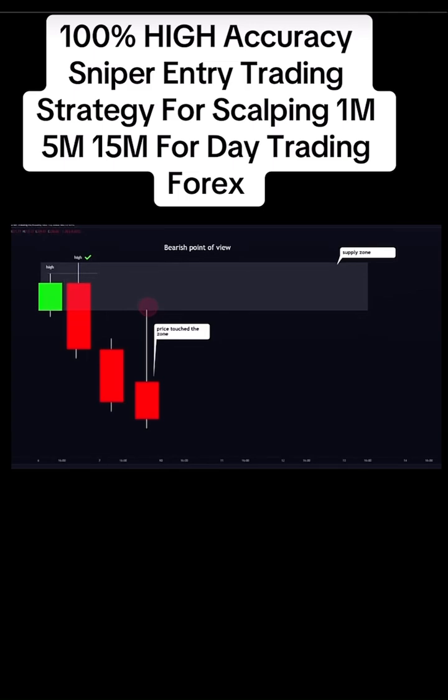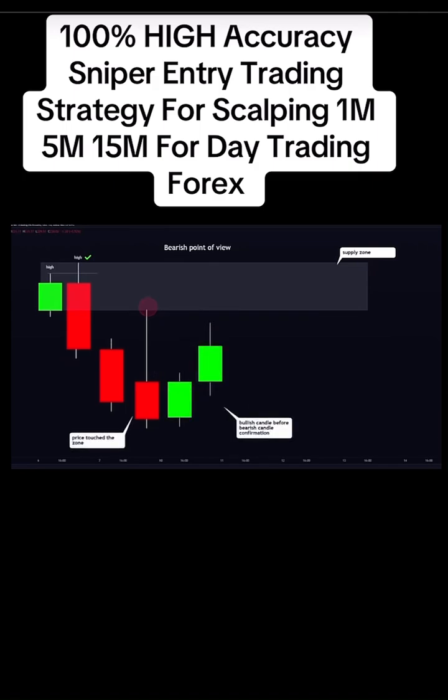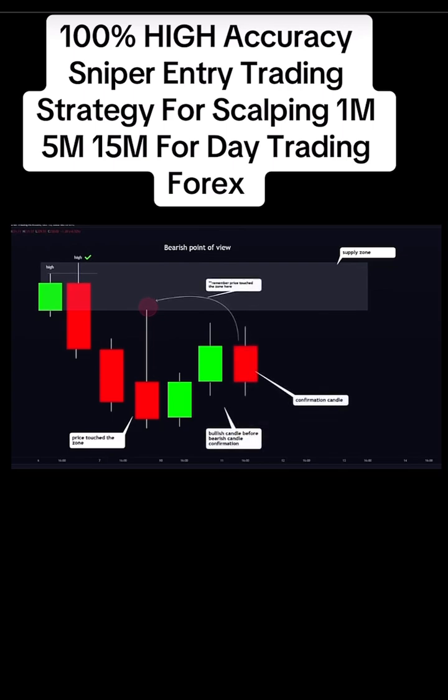So the next step is to wait for the market to show a bullish candle before a bearish candle closes. Even if the market doesn't touch the zone again, as long as the market touched it before, we will still follow the same rules as before. Now we can see some bullish candles before we can expect another bearish candle confirmation. Now we can see that we have a confirmation candle.